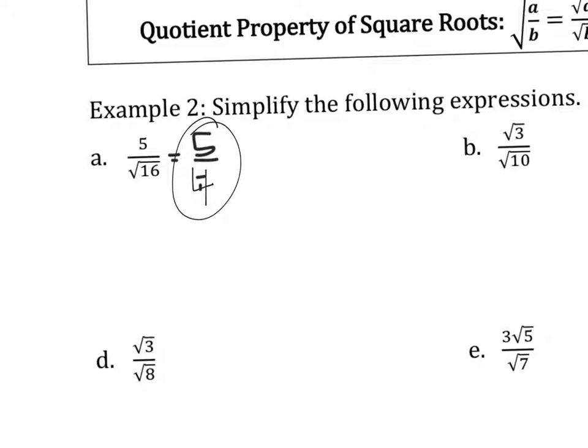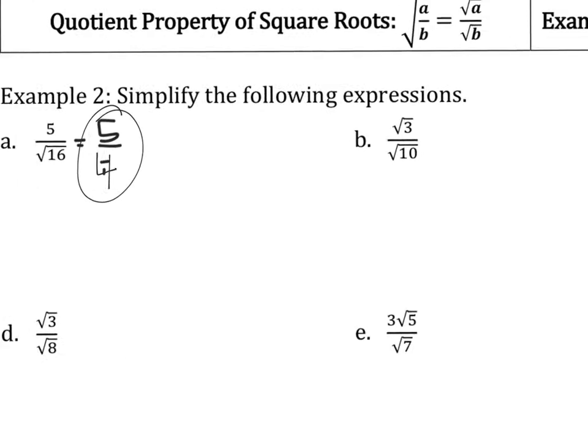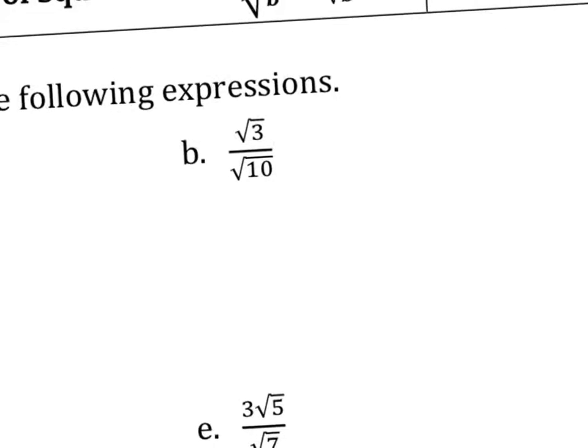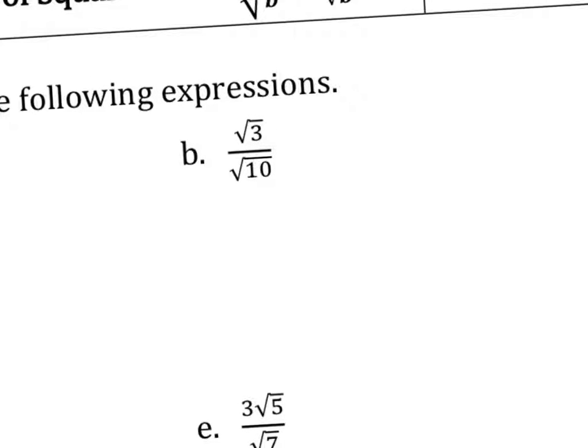So take a look at example B. Square root of 3 over square root of 10. We cannot simplify the square root of 10 like we could on example A. So this is where rationalizing the denominator comes in. We are going to multiply the top and the bottom by the radical in the denominator. So on top and bottom, we're going to multiply by the square root of 10. Square root of 3 times the square root of 10 is the square root of 30.